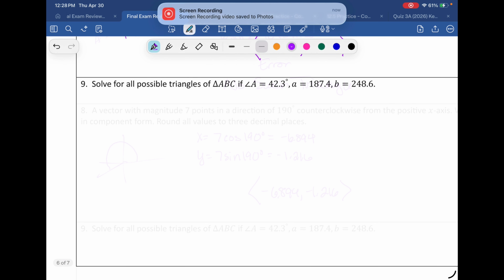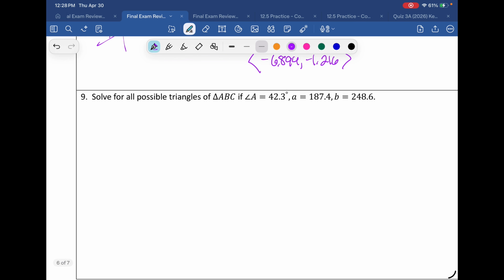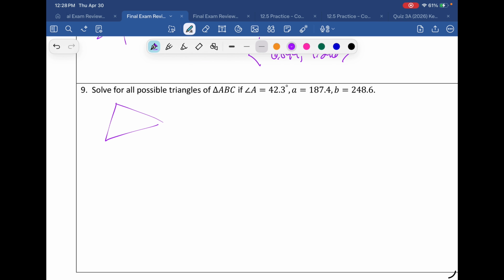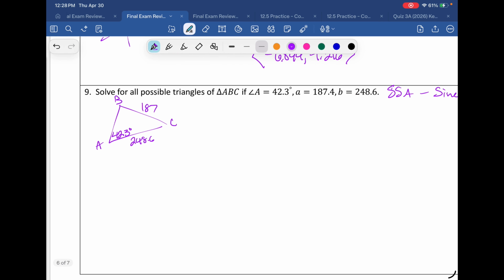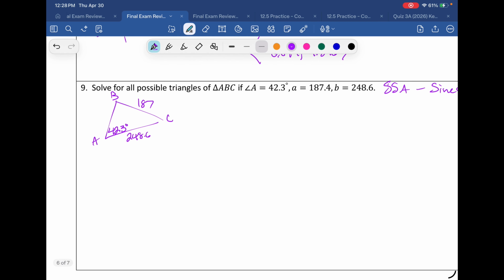Of all possible triangles. Awesome. Triangle ABC, angle A, side A, side B. So because it's side angle, law of sines, and I have an acute angle, so I have the possibility of two triangles, so I need to find both. So we're going to find B first.